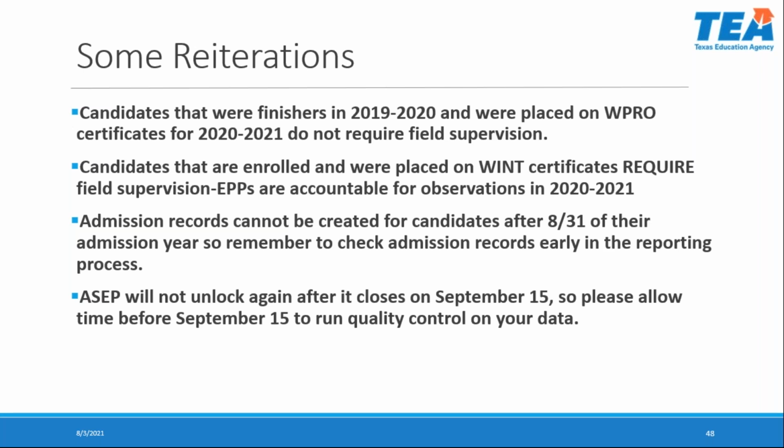Bullet 3, admission records cannot be created for candidates after August 31st of their admission year, so remember to check admission records early in the reporting process. This should not be a problem because admission records are required to be created within 7 days of the candidate's formal admission date. And finally, bullet 4 says ASEP will not unlock again after it closes on September 15th. So please allow time before September 15th to run quality control on your data.